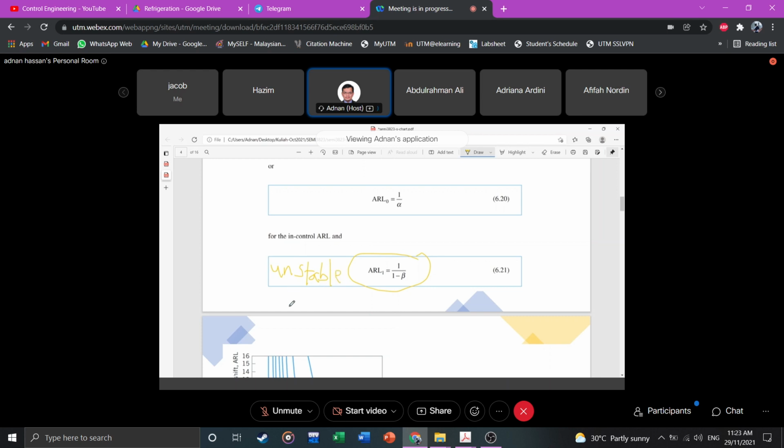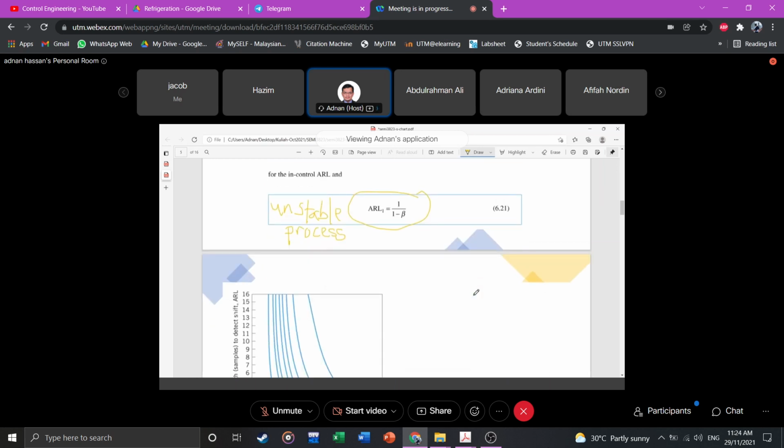For an unstable process that already has a problem, we want to detect as quickly as possible that the process is having a problem. So how do we measure how quickly it is being detected? We use ARL1, 1 minus beta. Over here, 1 minus, this is the P value, sometimes they call it alpha. Same thing. So what we want is as long as possible when the process is stable. But when the process is unstable, we want it as quick as possible.